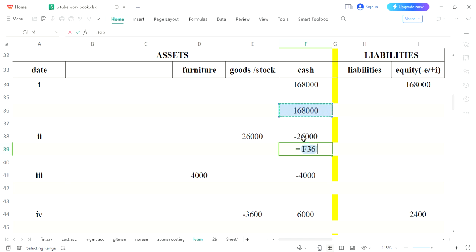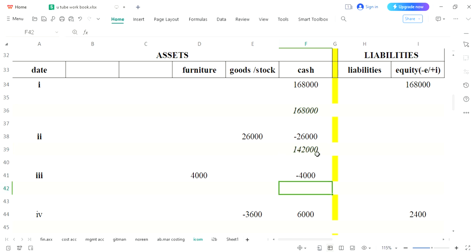168,000, and then since it would be subtracted, just subtract over here. So 26,000 you have subtracted from 168. These different lines are used to calculate the total, so we are going to change their style so that it should not be mixed. Next, again 4,000 would be subtracted from 142,000. So here this amount would be subtracted, as you know.